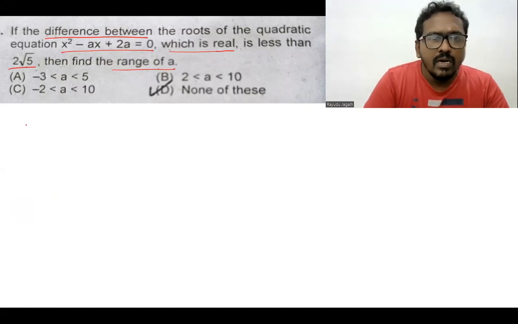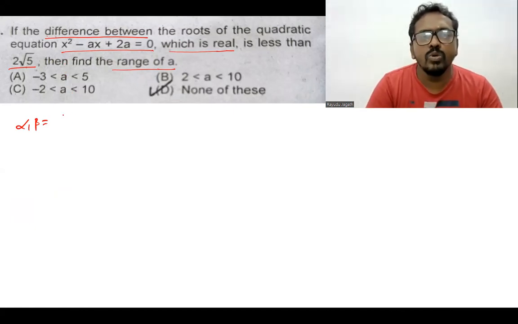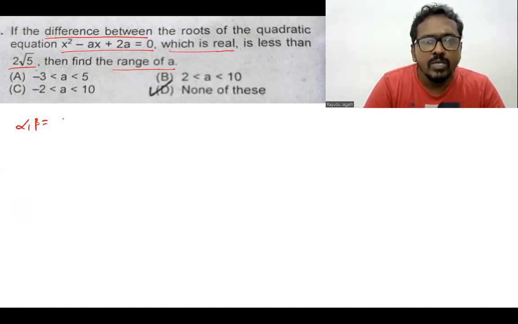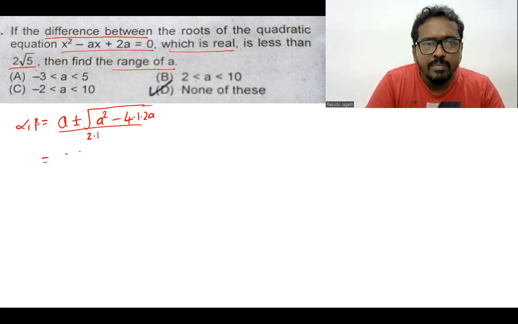Okay. Here, let the roots be alpha, beta, of the quadratic equation. So the roots will be minus b plus or minus root of b square minus 4ac, whole by 2a. Applying this, the roots will be a plus or minus root of a square minus 4 into 1 into 2a, whole divided by 2 into 1, where 1 is the coefficient of x square. So the roots will be a plus or minus root of a square minus 8a, by 2.